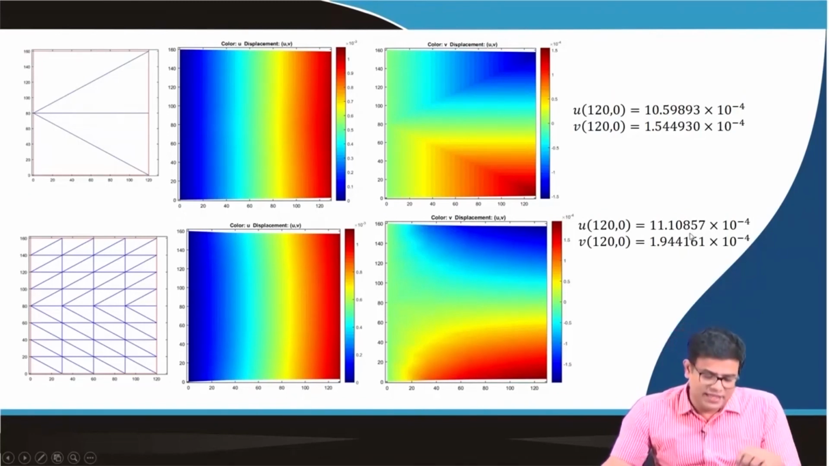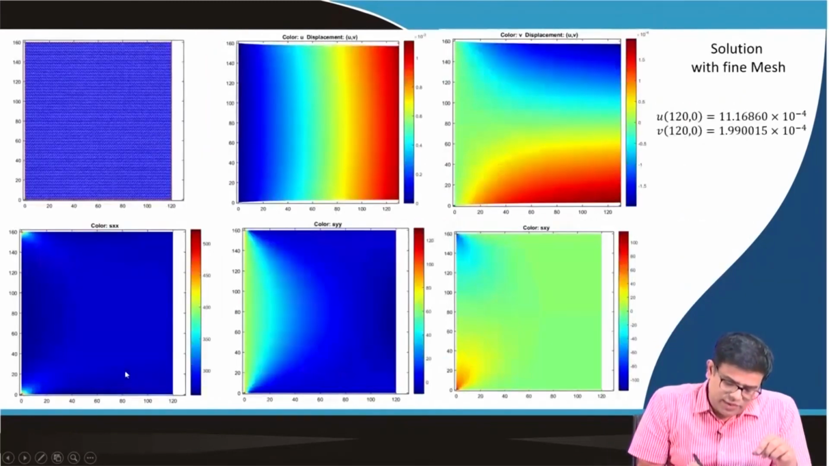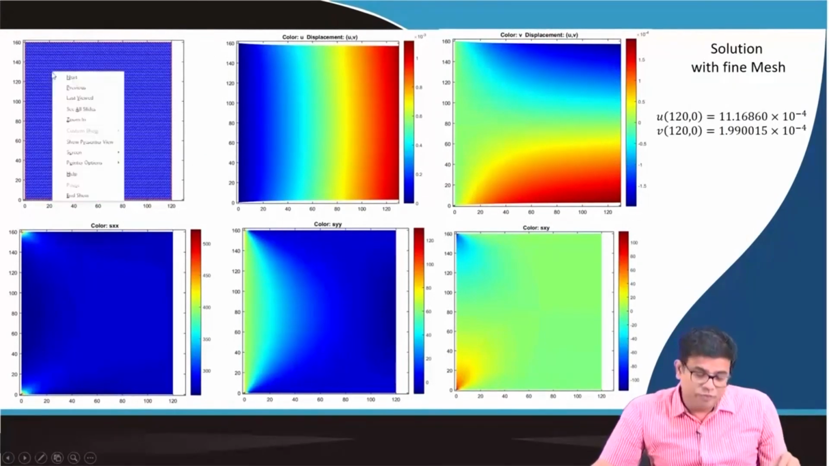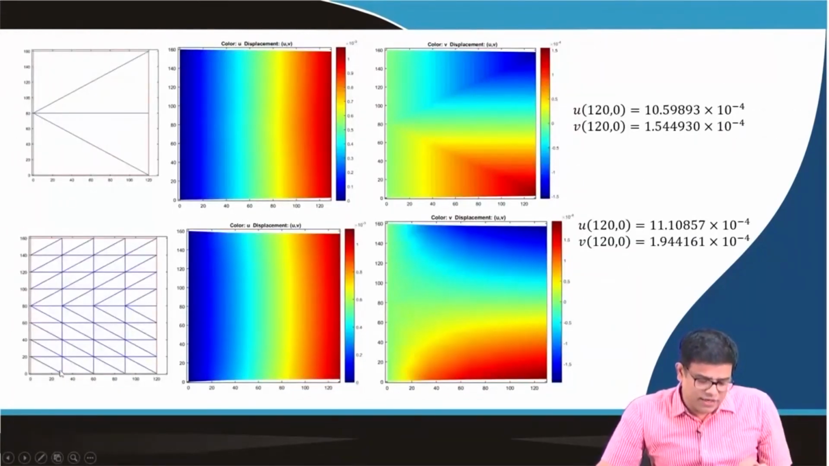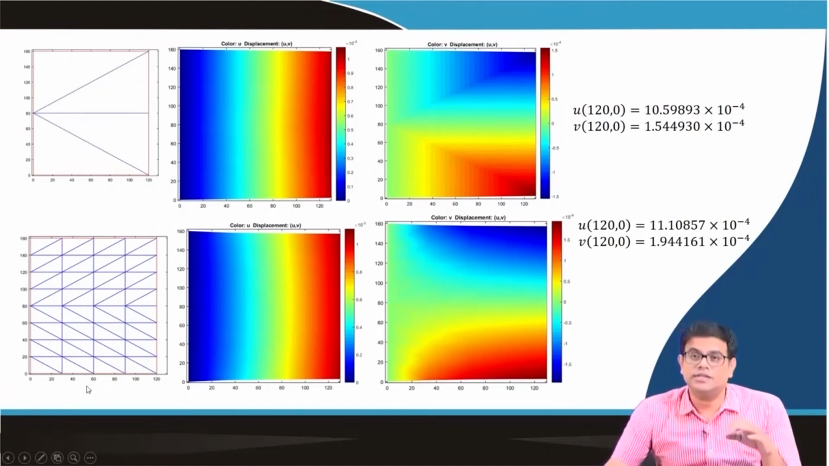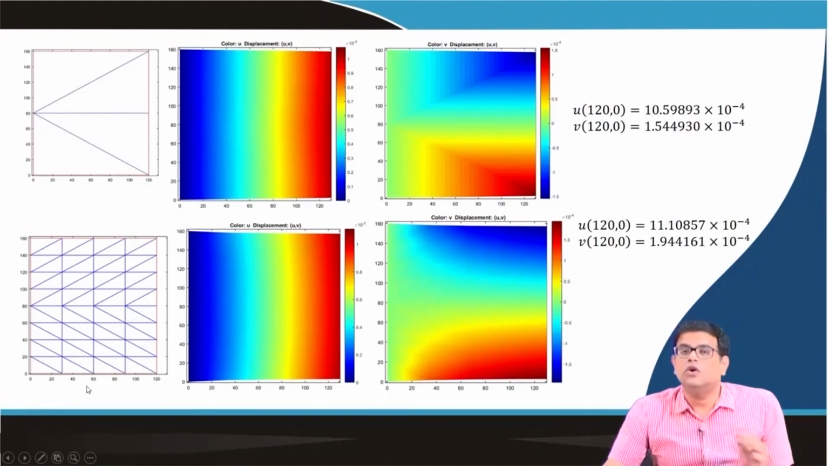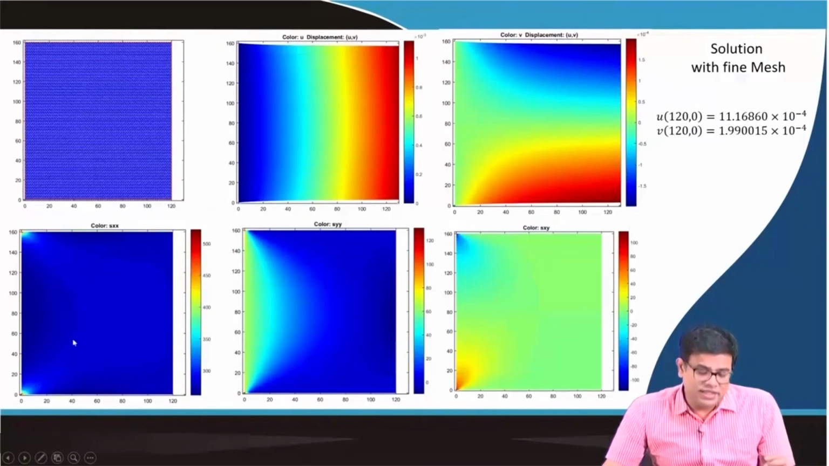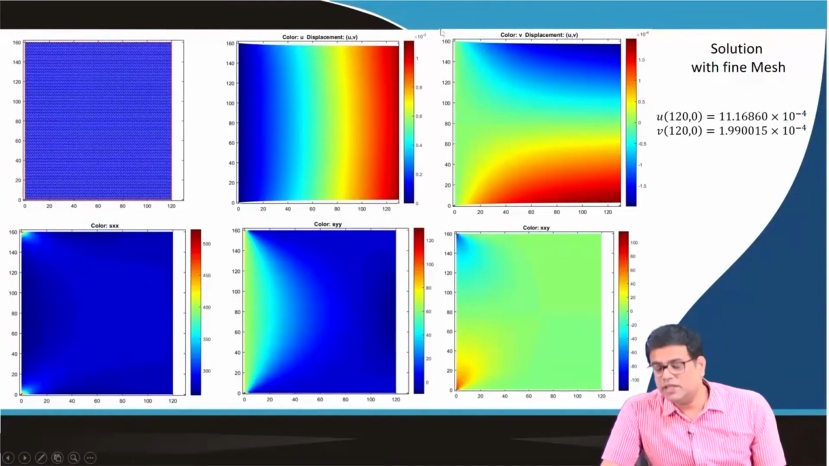So this is basically the element length. If I reduce the element length and plot the displacement, then you will see that the solution converges to a point. So then we can say this is a converged mesh. Now this is a very fine mesh I have done. For this very fine mesh, you will see that the displacement looks like this.